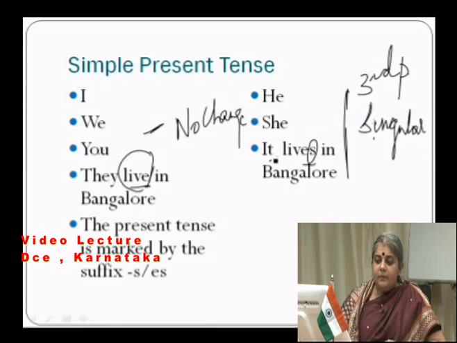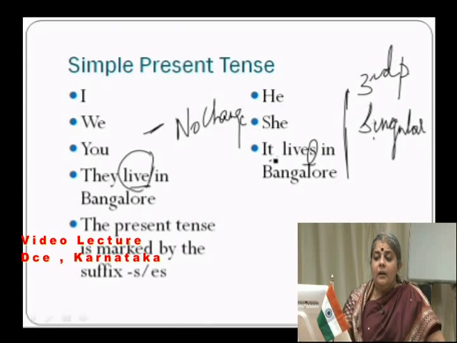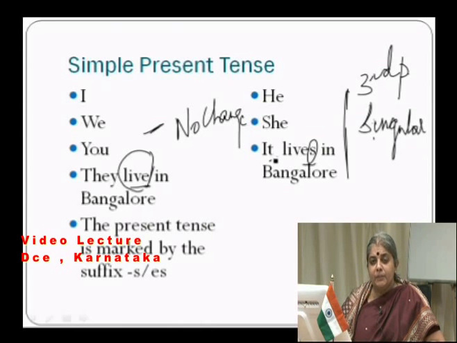I live, there is no change. We live, there is no change. You live, the verb doesn't change. They live, the verb doesn't change in I, we, you and they. That is, the verb doesn't change in first person singular, first person plural, second person singular, that is you, second person plural, and third person plural. The verb doesn't change at all. Now there is a change of the verb only in third person singular. That you have to remember.